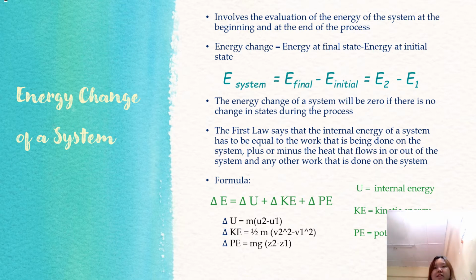The first law says that the internal energy of a system has to be equal to the work that is being done on the system, plus or minus the heat that flows in or out of the system and any other work that is done on the system. So the general formula is the change of energy equals the change of internal energy plus the change of kinetic energy and also the change of potential energy. These are the three formulas that we can use to find internal energy, kinetic energy, and also potential energy.